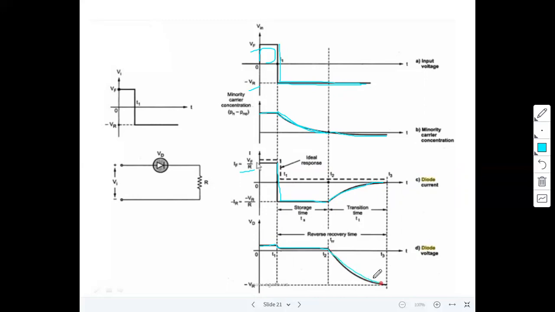So here there are two different times. One is the storage time and another one is the transition time. Storage time is the minimum time required for the minority carrier concentration to decrease exponentially and reach 0. And transition time is the minimum time required for the current to decrease from minus IR to the 0 level. Now total reverse recovery time is equal to storage time plus transition time.